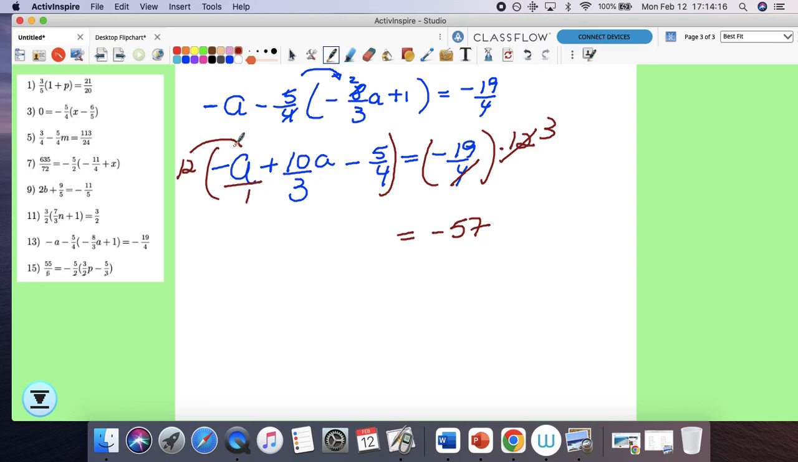Right here, 12 times negative a is negative 12a. 12 times 10a over 3. Well, the 12 and 3 simplify to 4. 4 times 10 is 40, so I get 40a.